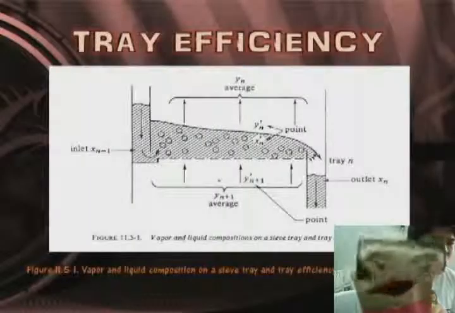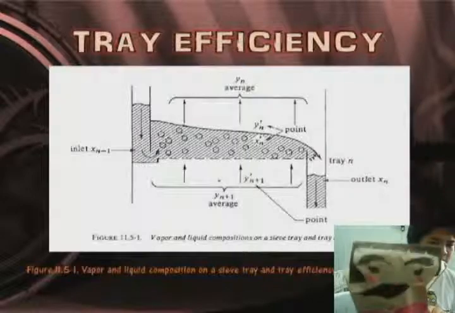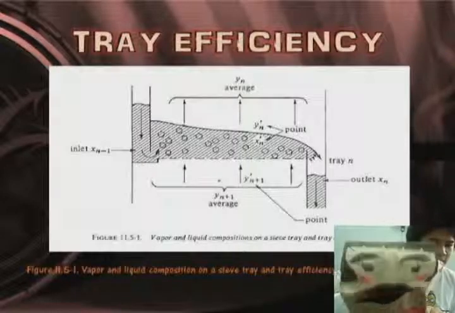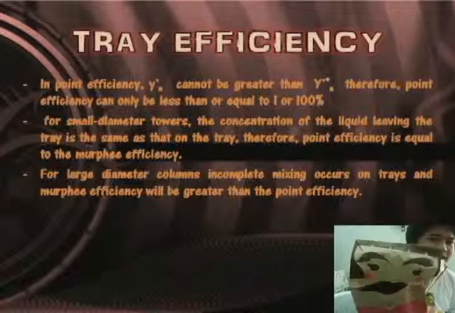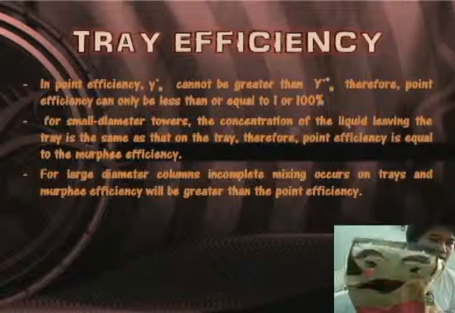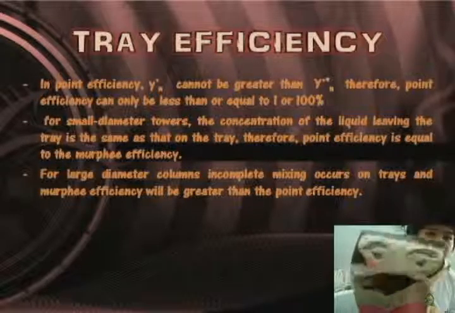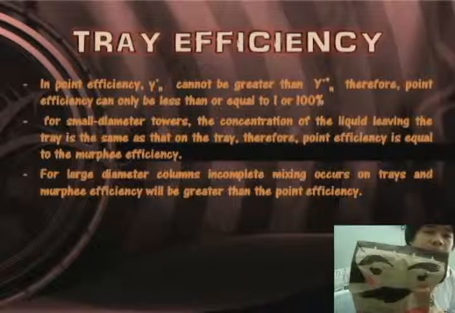Figure 11.5-1 of Geankoplis shows the vapor and liquid composition on a sieve tray and tray efficiency. In getting the point efficiency, y sub n prime cannot be greater than y sub n prime star. Therefore, point efficiency can only be less than or equal to 1 or 100%.